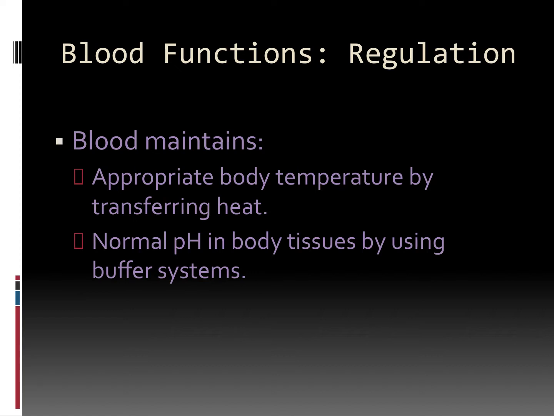Another way that blood functions as a regulator is by helping to maintain pH in body tissues. So it's just a little bit basic pH, but there is a buffer system, a carbonic acid buffer system, that helps to keep the pH within that range. We'll talk a little bit more about the buffer in just a second.